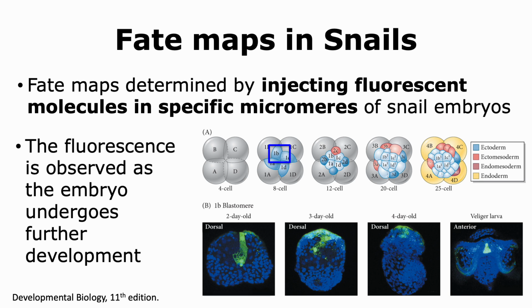If we add a fluorescent dye to the micromere 1b, which in this figure is also called the blastomere 1b, we can observe the fluorescence in the 2-day-old embryo, and we can see how the fluorescence changes, which associates with more and more daughter cells being made and then moving to different portions. We can see that in the 3-day-old embryo there is a change in the cell migration pattern, and then we can observe it until we get the larval stages. And so by using these kinds of experiments, fate maps have been developed for snails.